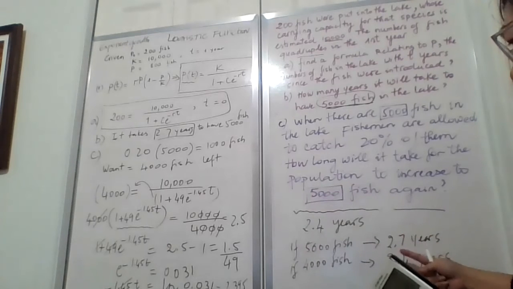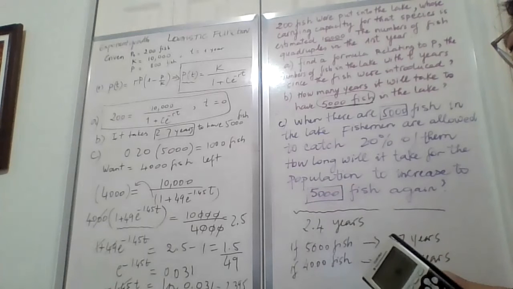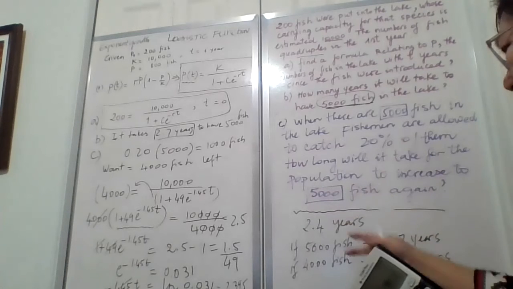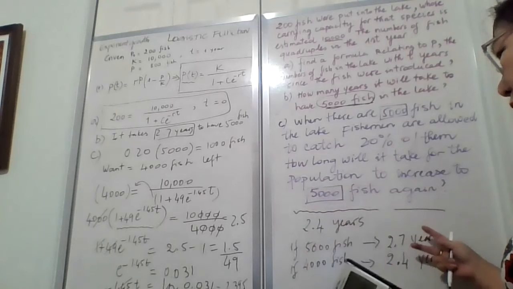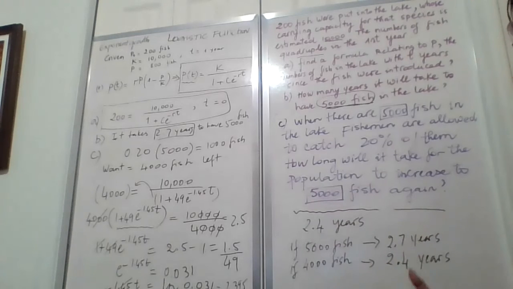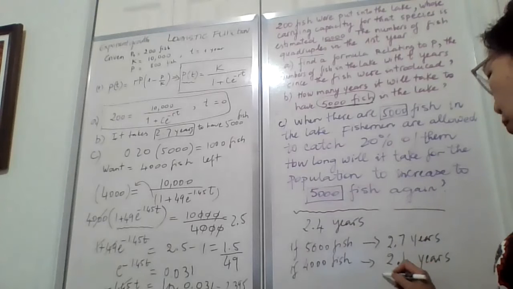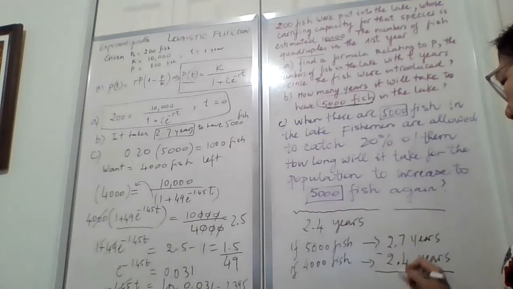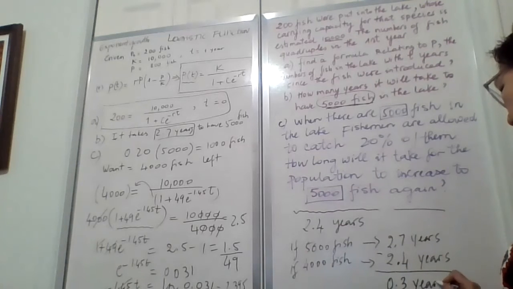So if it's 4,000 fish, it takes 2.4 years. Now, if we want to build back to 5,000 fish, the difference is just 1,000, right? So we're going to subtract these two numbers, right? Because that's like a time elapsed. So this becomes 0.3 years, the time elapsed, right?